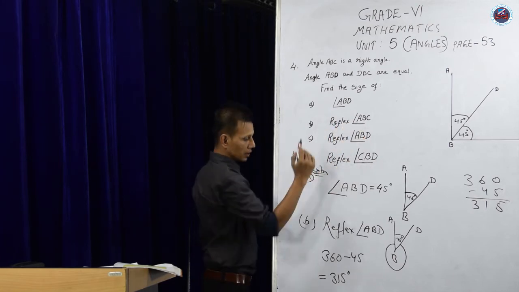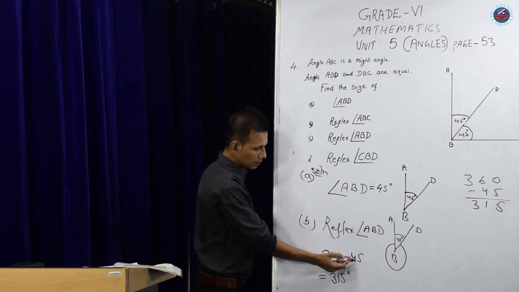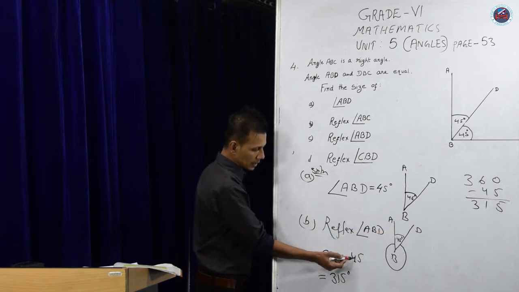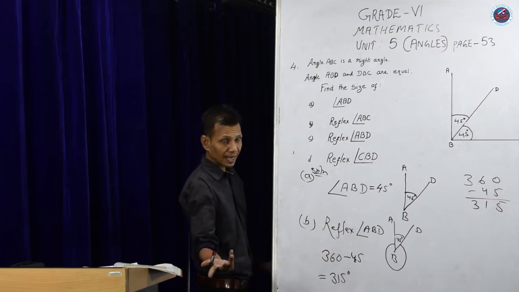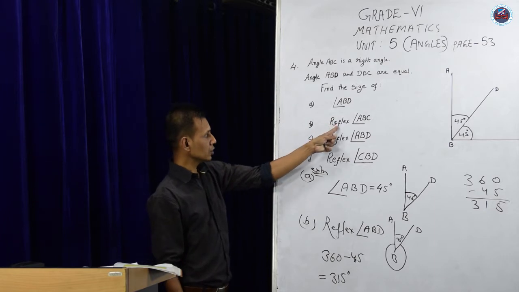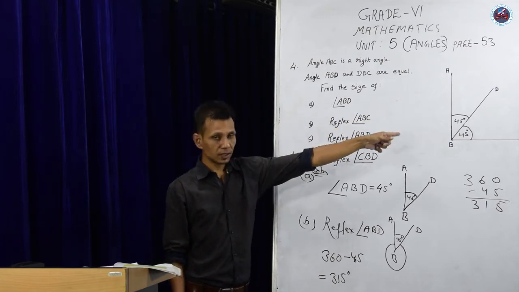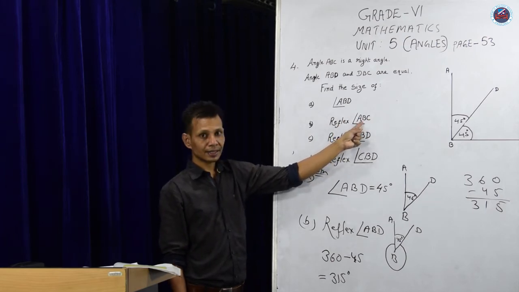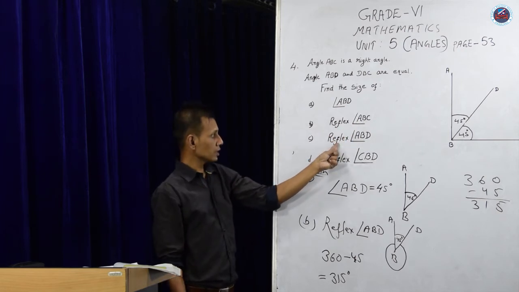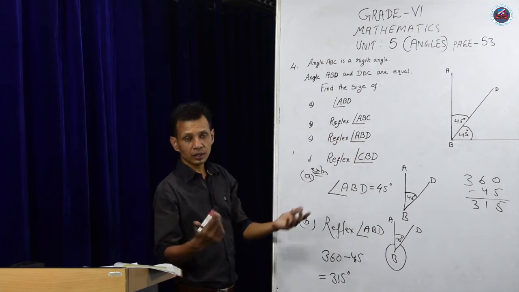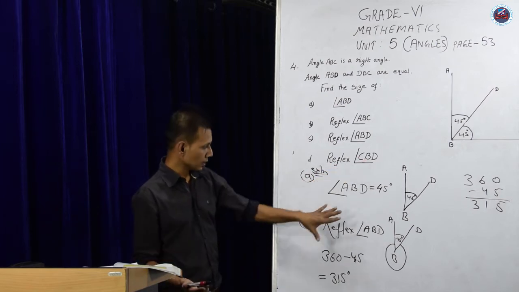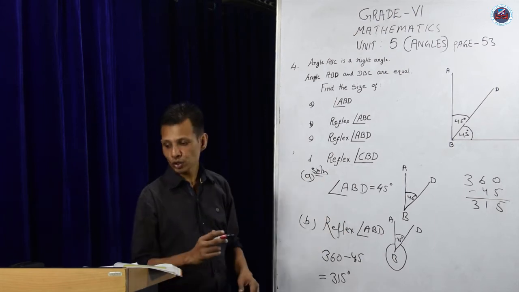360 minus ABC, I did. 360 minus ABD. ABD is 45. Just have a look. ABD is 45. So 360 minus 45 is 315. That is my reflex. One more time, you remember. 360 minus ABC. Find out the measure or size of ABC. And right here, 360 minus that size is your reflex. 360 minus ABD size is your reflex. 360 minus CBD size is your reflex. Like this, okay? I'll give this for you to try.